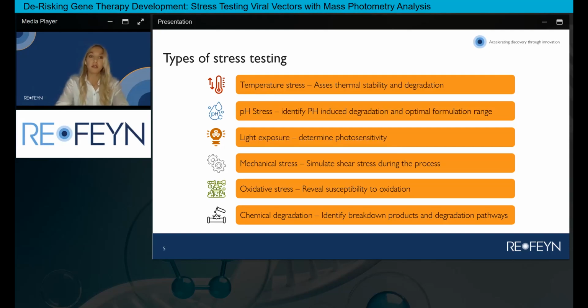Oxidative stress tests will help us understand how vulnerable these products are to oxidation, which is particularly important for the formulation. And then we have finally chemical degradation to identify the breakdown products and some degradation pathways.